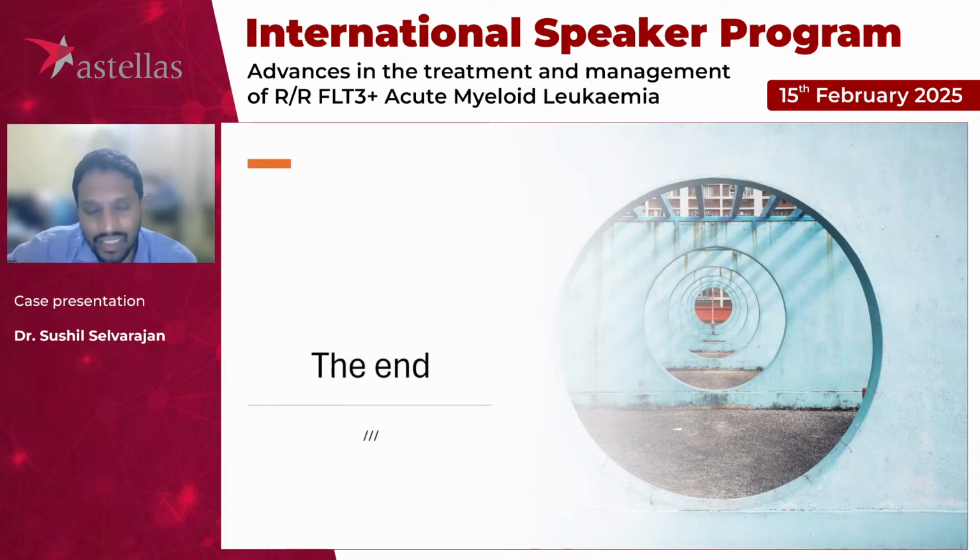Yeah, so initially when we started 7+3, we didn't have the reports for FLT3 because the PCR takes around 5 days for us, the turnaround time.